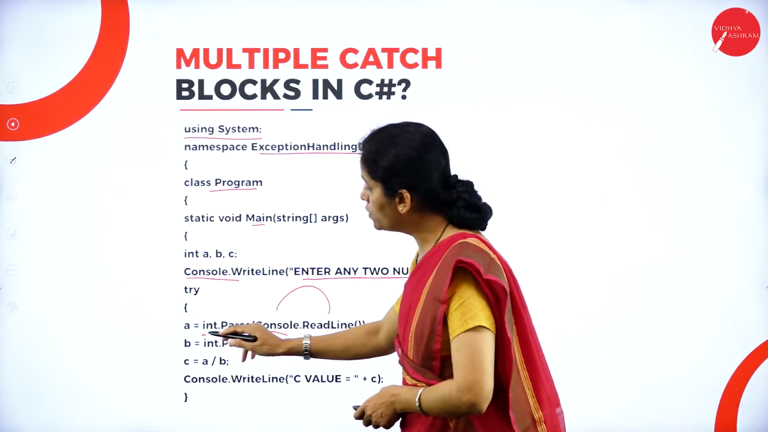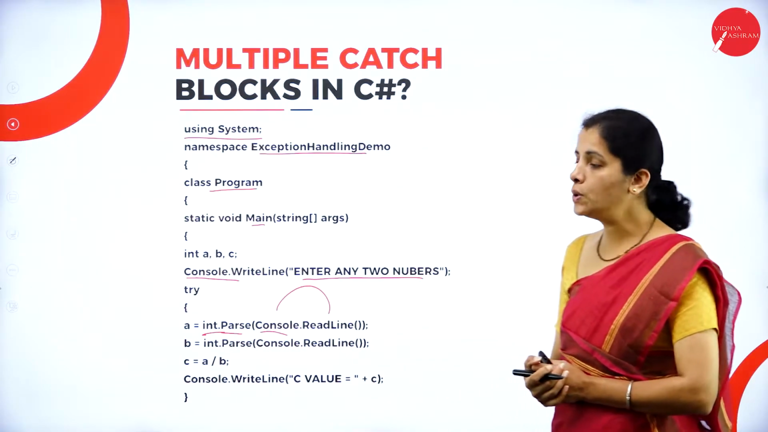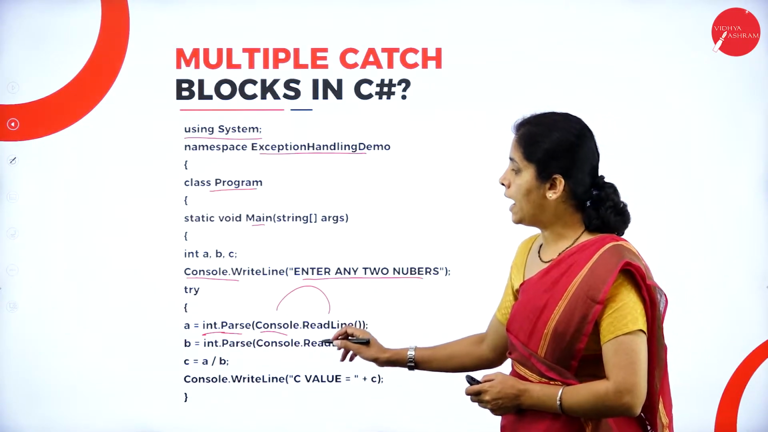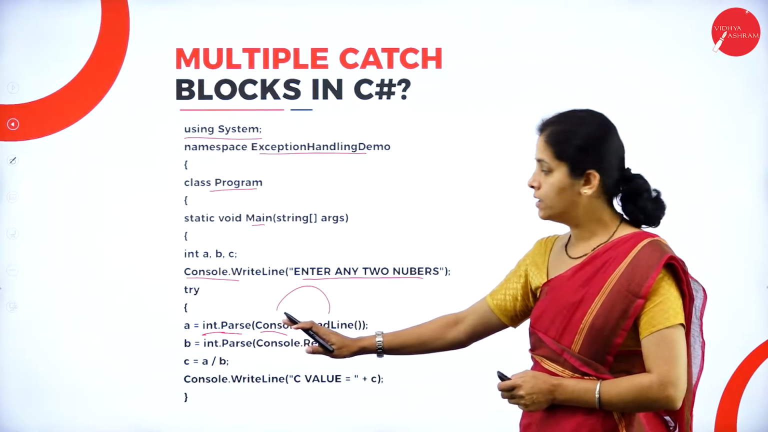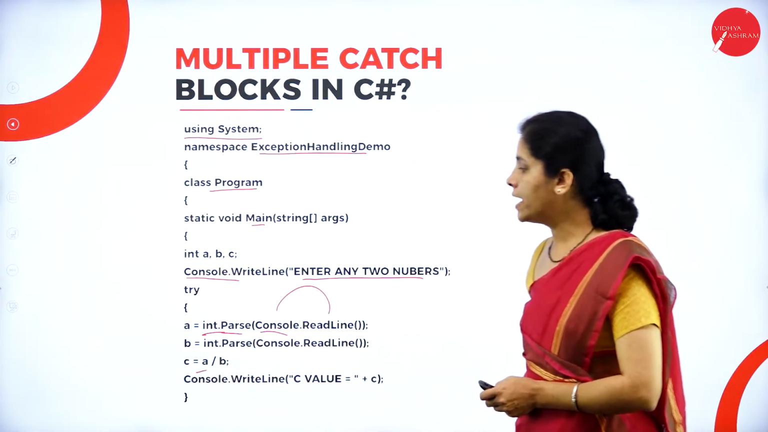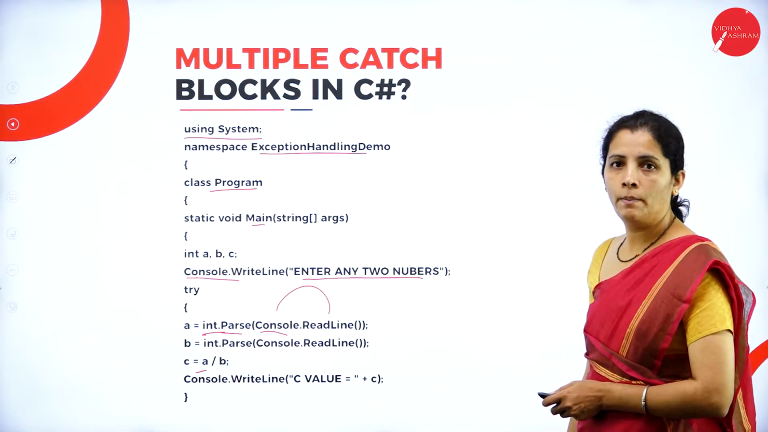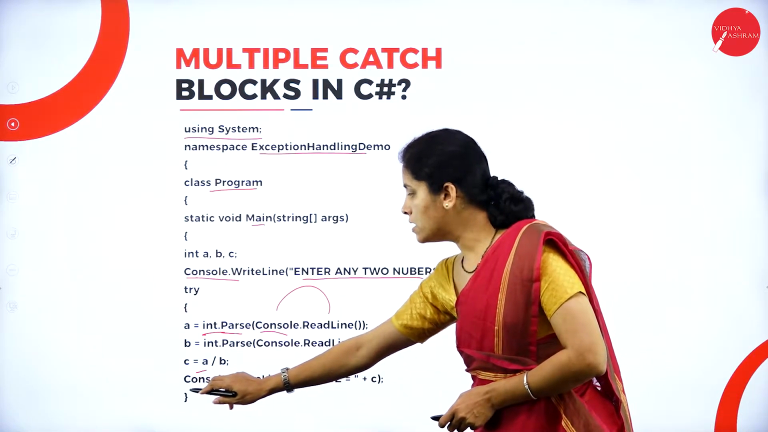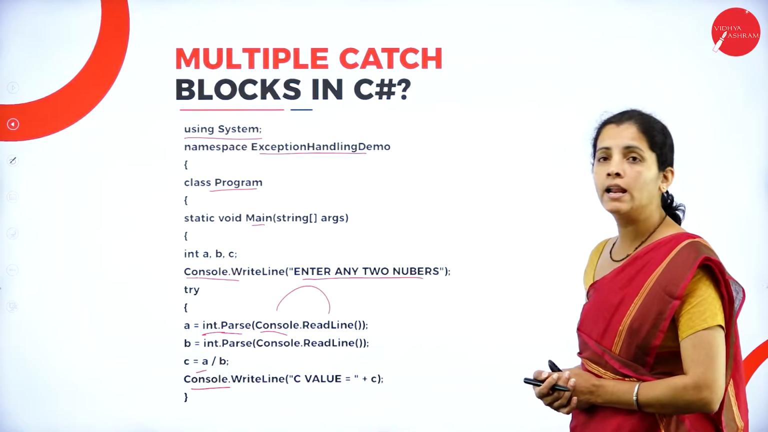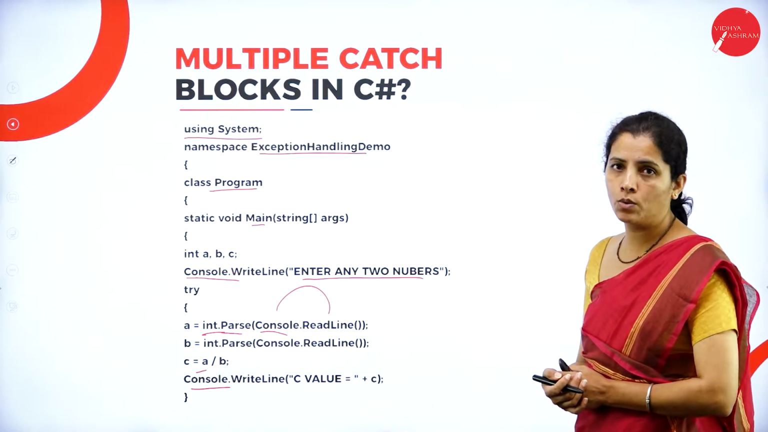So I'm going to convert string into integer. Now I have A and B. Now I'm going to divide A divided by B. See here, Console.WriteLine, and I'm trying to print the output.